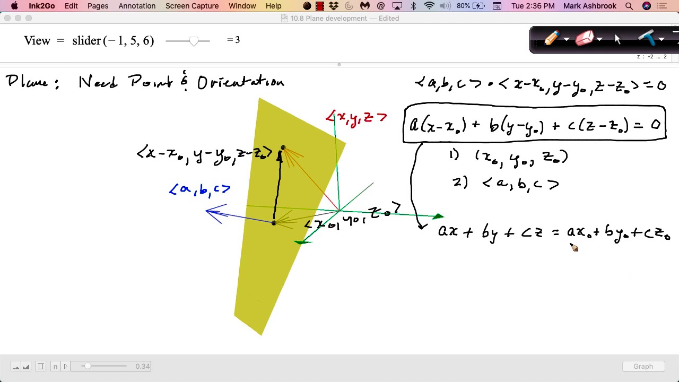Now this was all stuff that we knew, right? Those are all values. A, B, C, x naught, y naught, z naught were all numbers that we started with. So that's just a number when you do all that. So it's just called D.